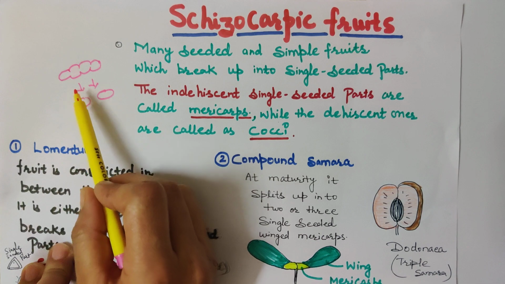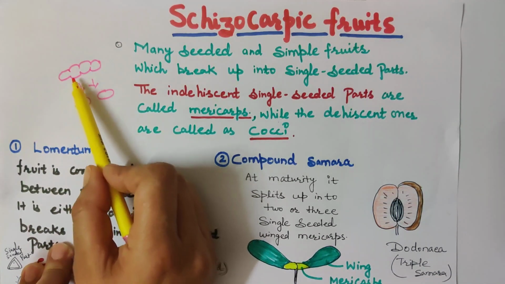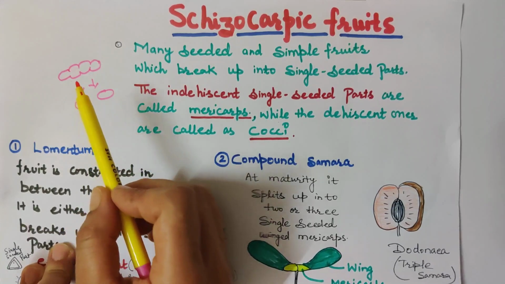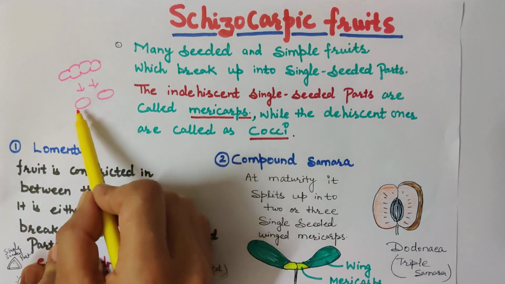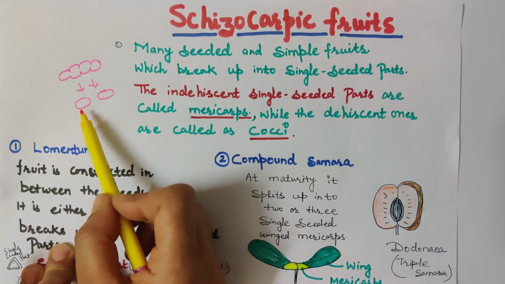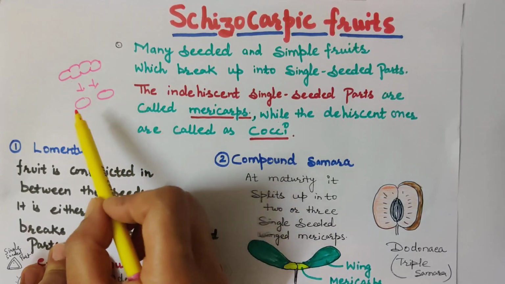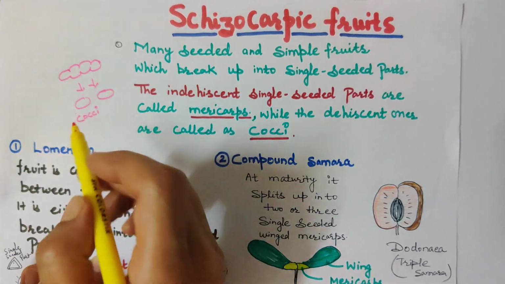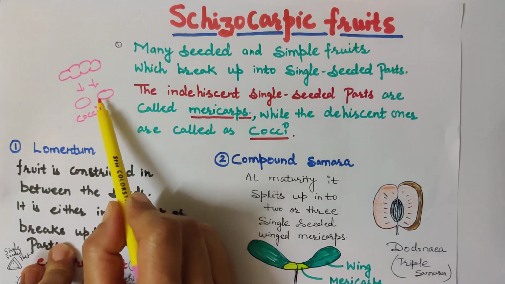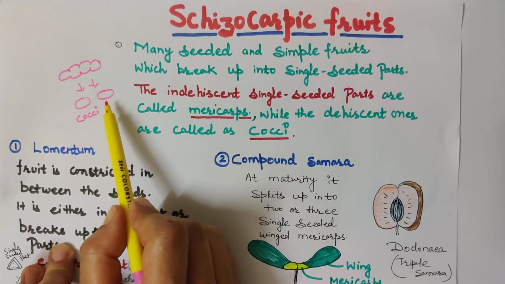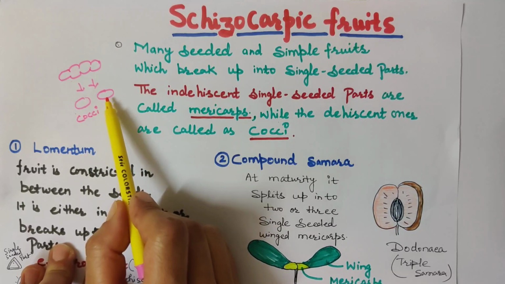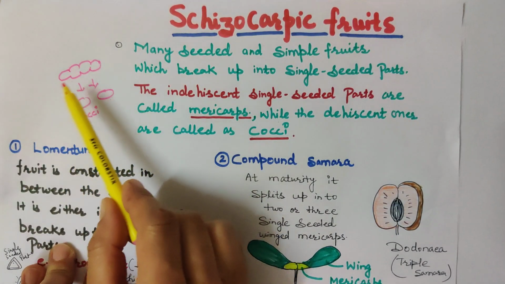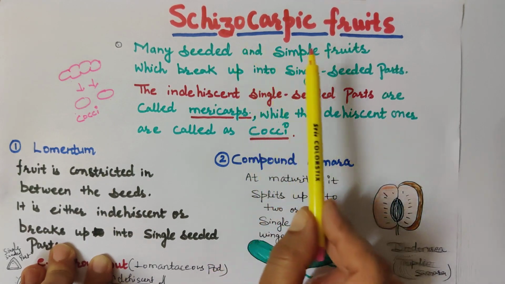So the part after splitting of this main fruit, the part which is formed, what happens to that part? Out of these two parts, the one that shows dehiscence is called cocci. The part which shows dehiscence, we call that cocci, and the other part remains in an indehiscent stage, which means it's not going to rupture by its own to release its seeds. So such types of fruits are called schizocarpic fruits.